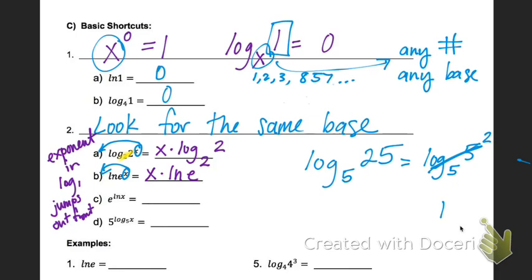So why wouldn't we change the log base 2 of 2 to 1? We are. So then this becomes 1, and my answer is just x. This ln of e just becomes 1, because ln of e is like saying log base e of e. That's really just 1. So my answer is just x.